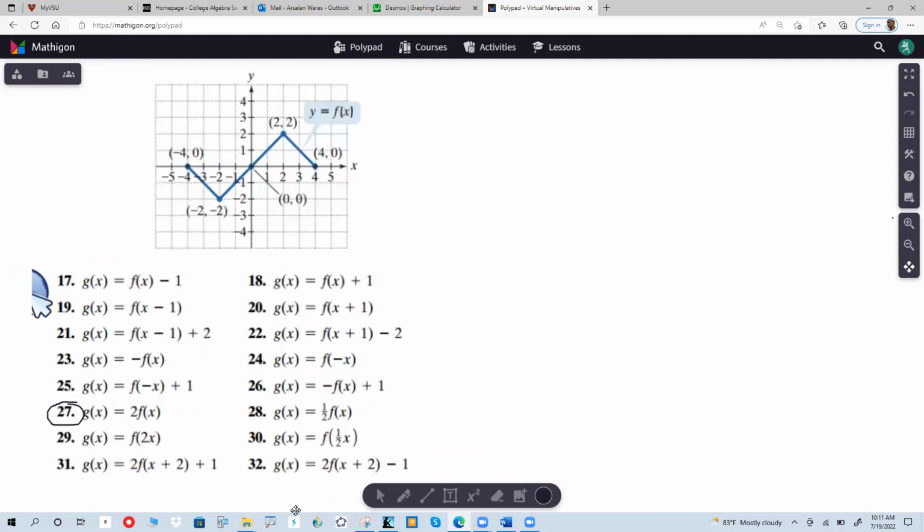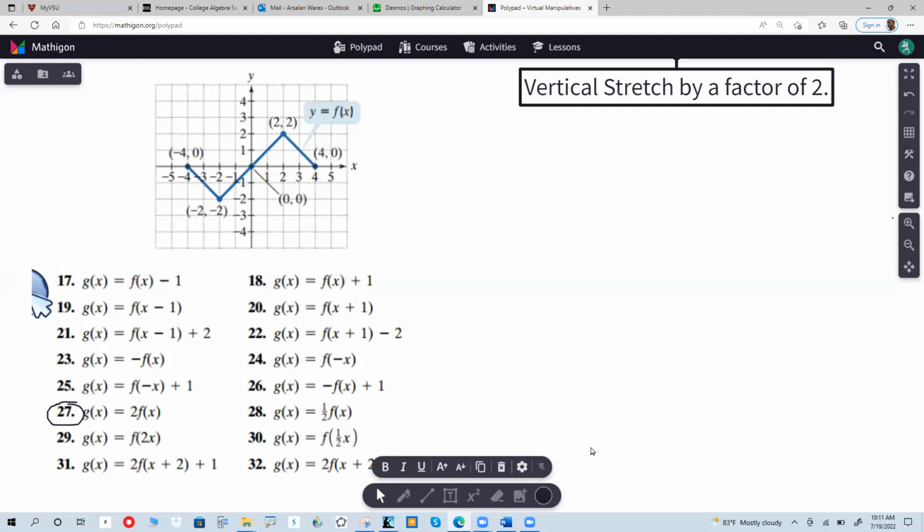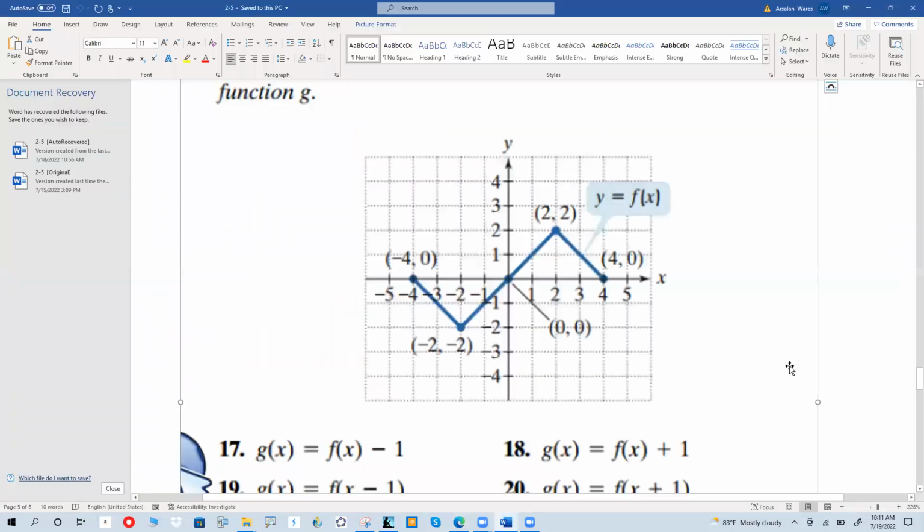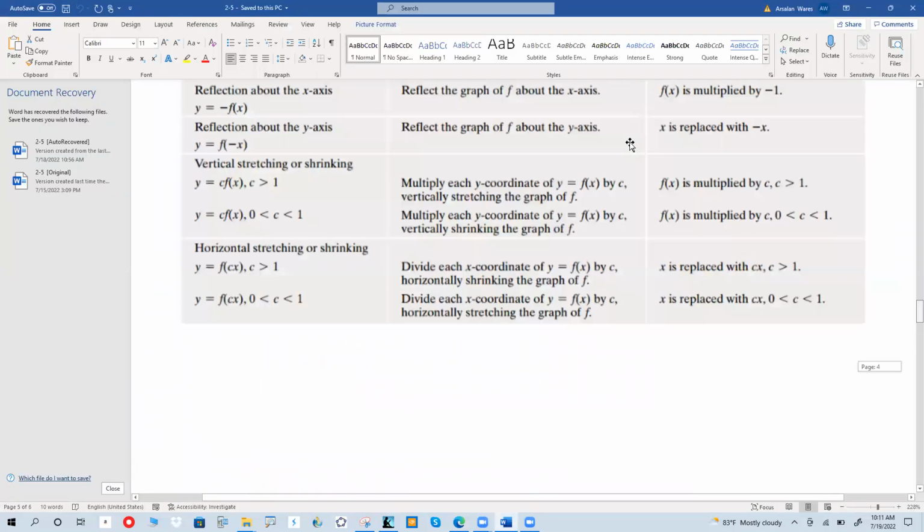Okay, based on what we studied today, this will be a vertical stretch by a factor of 2 because I'm multiplying the whole function by 2. I'm going to write it down here. Vertical stretch by a factor of 2. Okay, that's kind of important. It comes from your notes. It could come from right here, the notes.